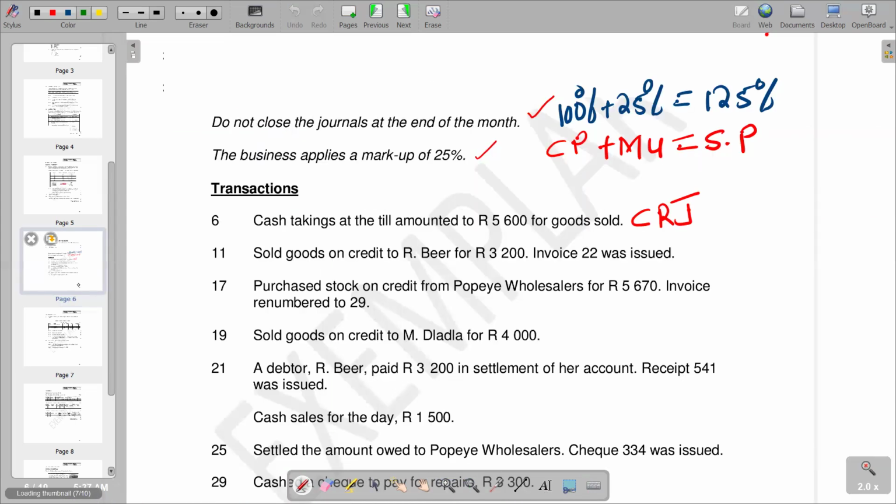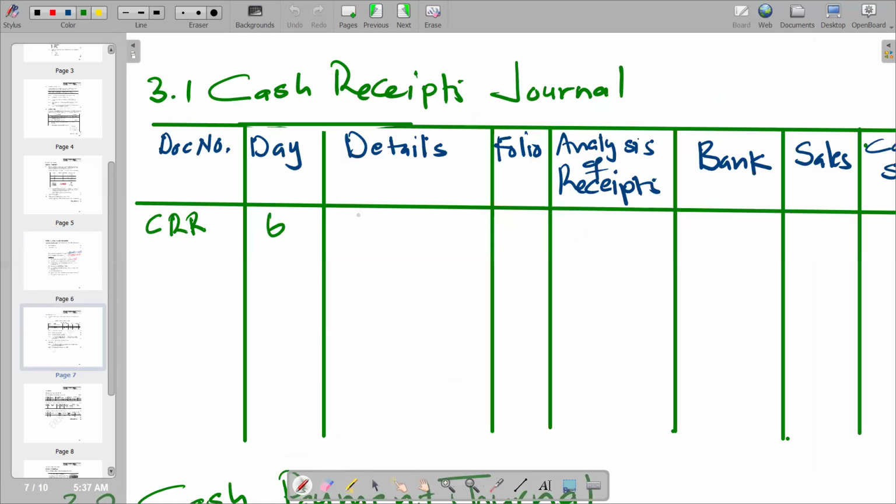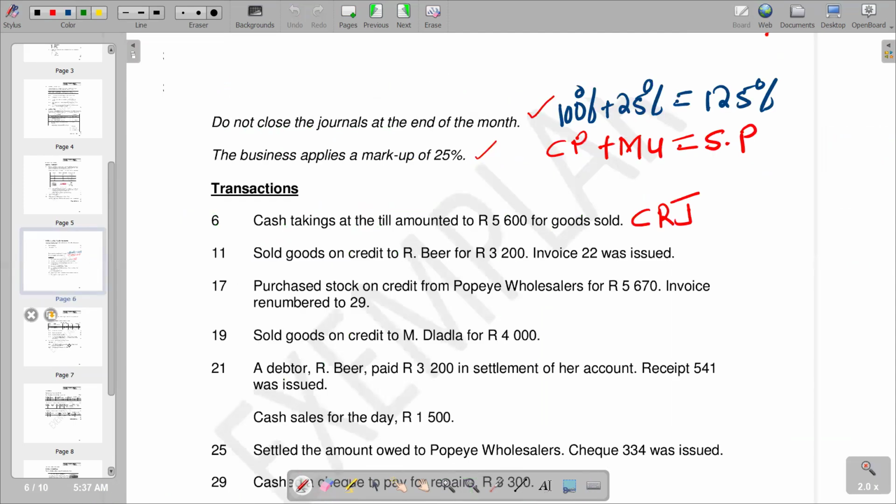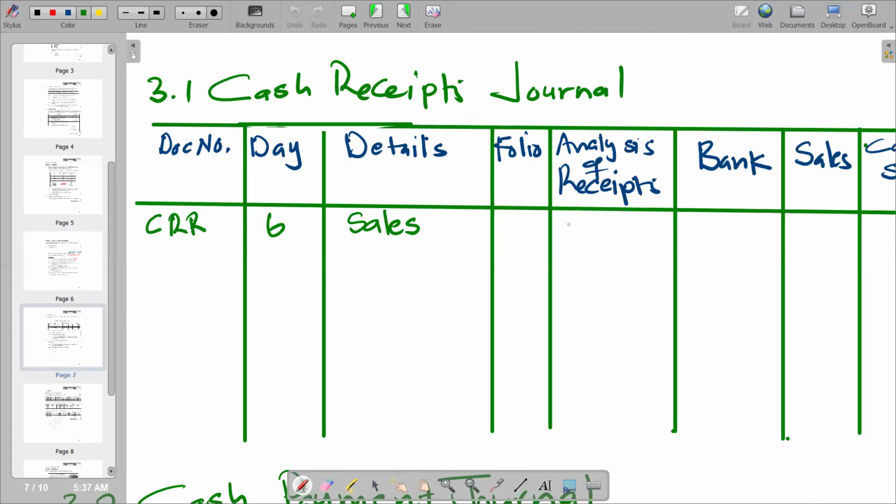Then on details, we are seeing that these are cash takings. Whenever we sell goods, we record the goods that we have sold as sales. So we come here, we are saying details, sales. Then under the column portfolio, we can leave that blank. We do not have any information that we can put in the column portfolio. Then on analysis of receipts, we are putting the total amount that we have according to our sales. The amount that has been received is 5,600. So this is the amount that we are just going to put here.